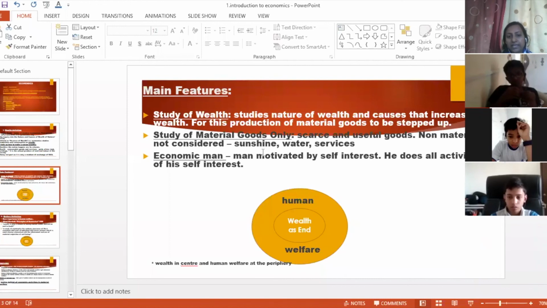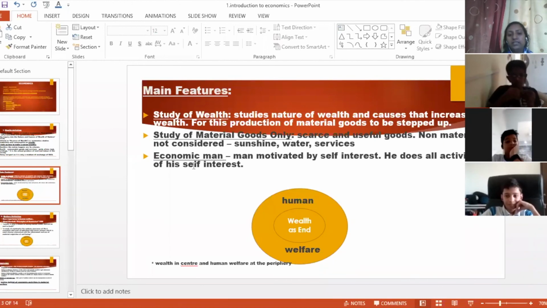Second, it is only a study of material goods. That means those goods which you can touch and see. Non-material goods which are free to you, that is sunshine, water and other services of nature, he did not consider as part of economics. Is it clear to you?